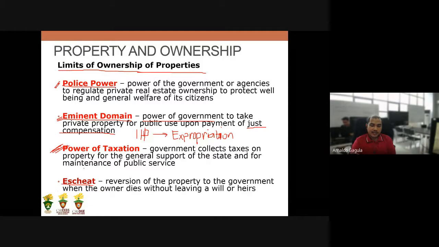Escheat, so man akong gingon ganina. The reversion of the property to the government when the owner dies without leaving a will or heirs. Kung wala na yung sumunod na acquire na ng land, so i-revert na siya sa government. Ngayon na siyang patrimonial property. Tawag na niya is escheat, ang process.